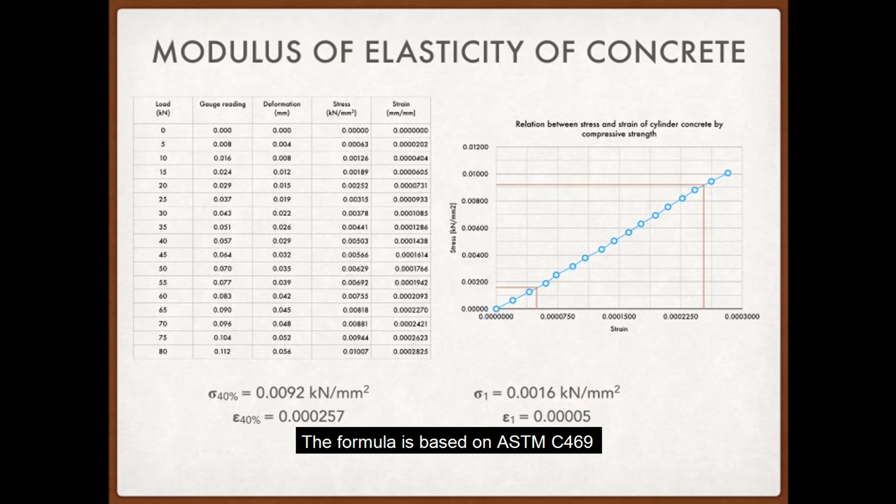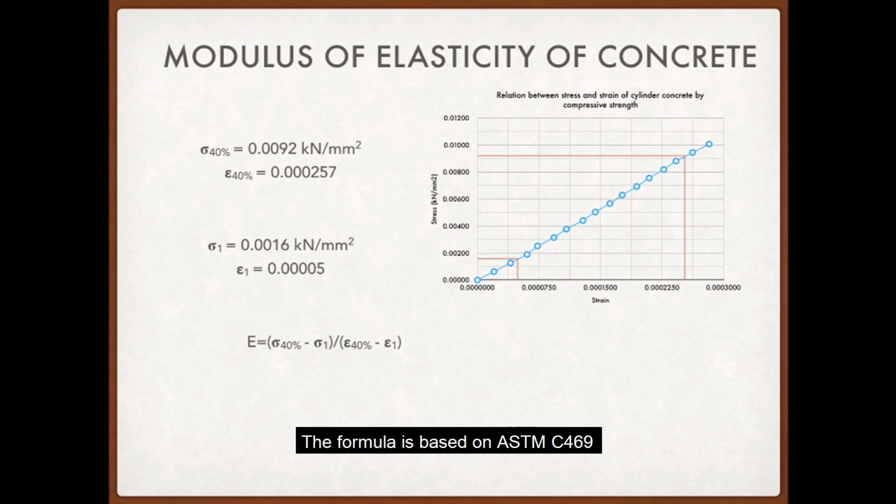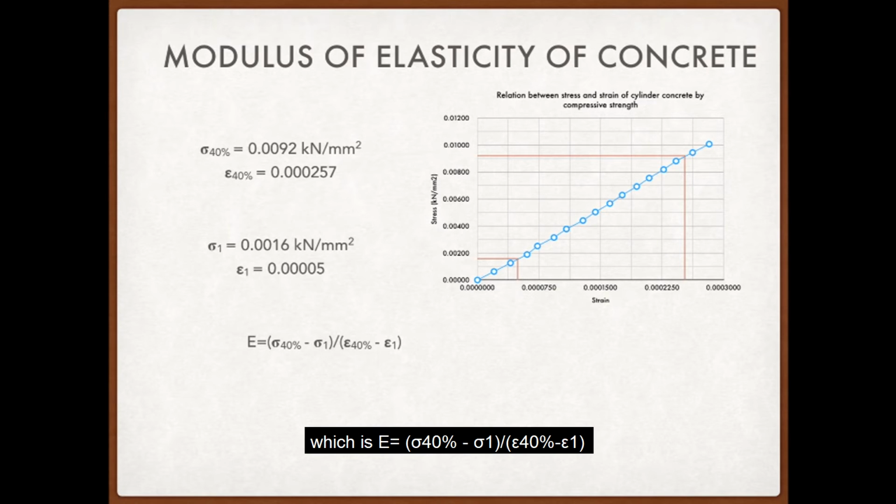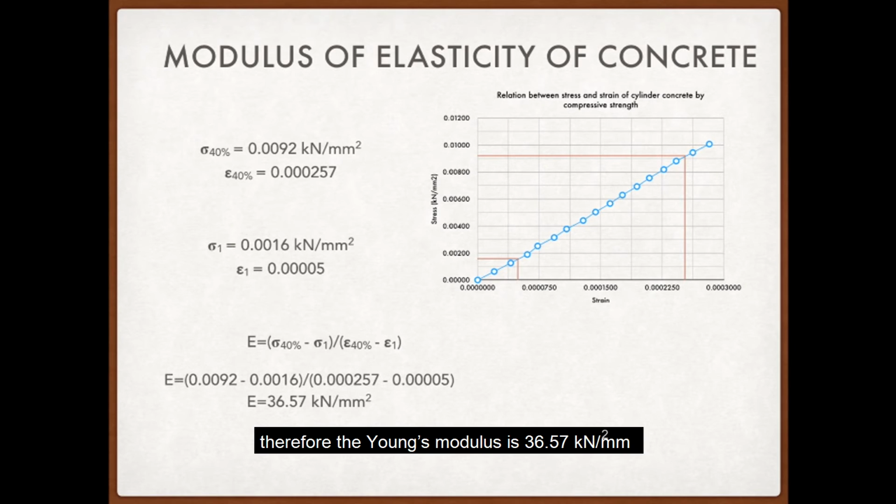The formula is based on ASTM C469, in which the Young modulus is equal to sigma 40% minus sigma 1, divided by epsilon 40% minus epsilon 1. Therefore, the Young modulus is 36.57 kN per square millimeter.